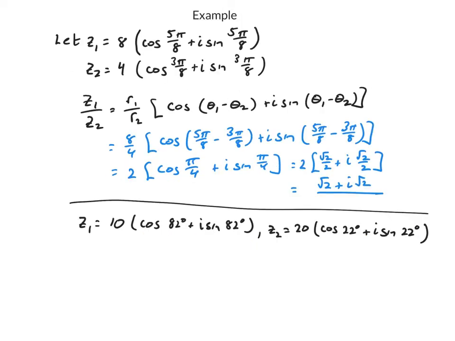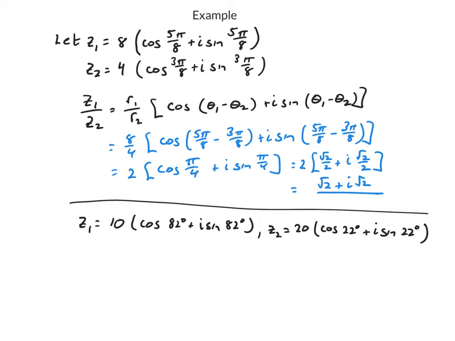The first example we want to look at is where Z1 is equal to 8 times the cosine of 5 pi over 8 plus i sine 5 pi over 8, and Z2 is 4 times the cosine of 3 pi over 8 plus i sine of 3 pi over 8. Now remembering that the quotient of two complex numbers is the quotient of their magnitudes times the cosine of the difference of their arguments plus i sine of the difference of their arguments.